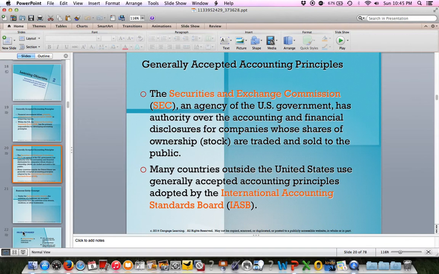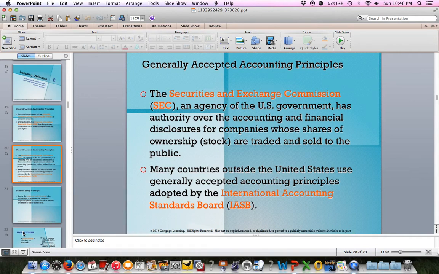Some other entities that involve or influence GAAP, the SEC is one of them. It's a government agency, created back in the 1930s, and Congress, when they created the SEC back in the 1930s, actually gave authority to the SEC to create accounting rules. Now, however, the SEC typically does not do that. They typically defer that to the FASB, and of course they'll let the FASB know what they're looking at and what they kind of expect to happen, but generally they let the FASB take care of that.